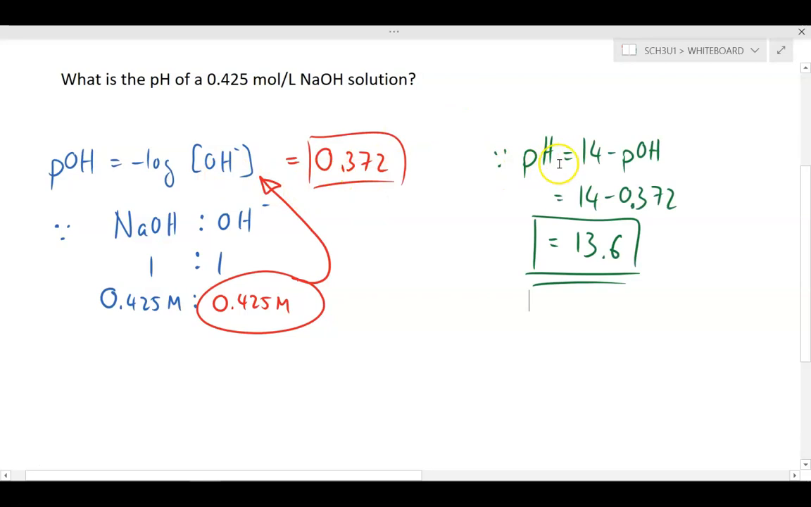I can then punch it into this equation. pH is equal to 14 minus pOH. pOH was 0.372, and this gives me a 13.6 as my pH. Since any pH above 7 is basic, this does match up with my answer. Alright, and that is our introduction to acids and bases.